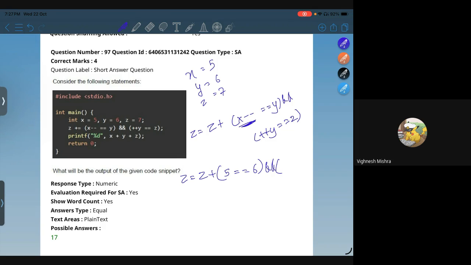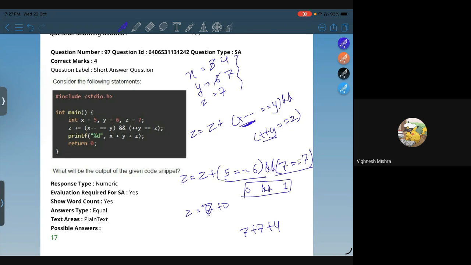So first the decrement happens. This is 4 now. And the increment happens, so this is 7 now. So 7 double equal to 7. So this is false. So I think this will return 0, but the whole thing will become 0. So z equal to 7, which is again nothing got added to it. 7 plus 0 is 7 only. So in the end, I think the output is 7 plus 7 plus 4.